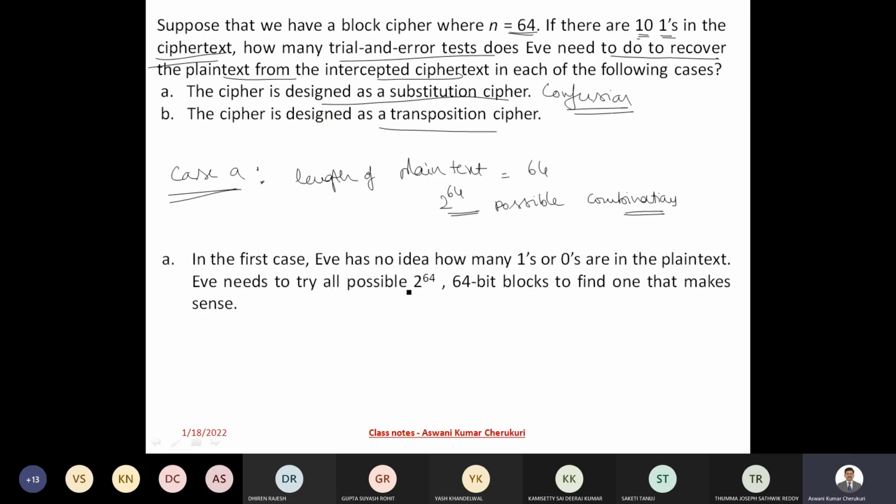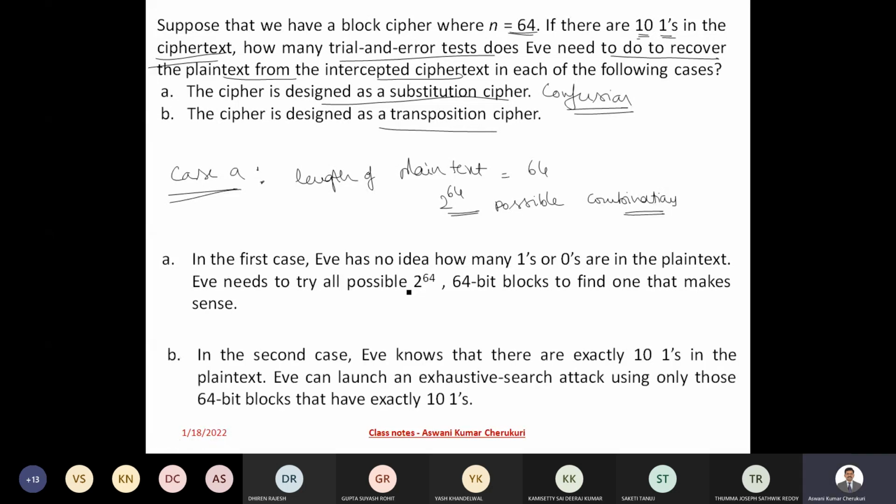So in the first case, where you are performing the substitution, Eve does not know how many ones or zeros are there in the plain text. Whether the ciphertext was produced from a 1 or 0, she does not know. So she has to try all possible combinations of the bits.